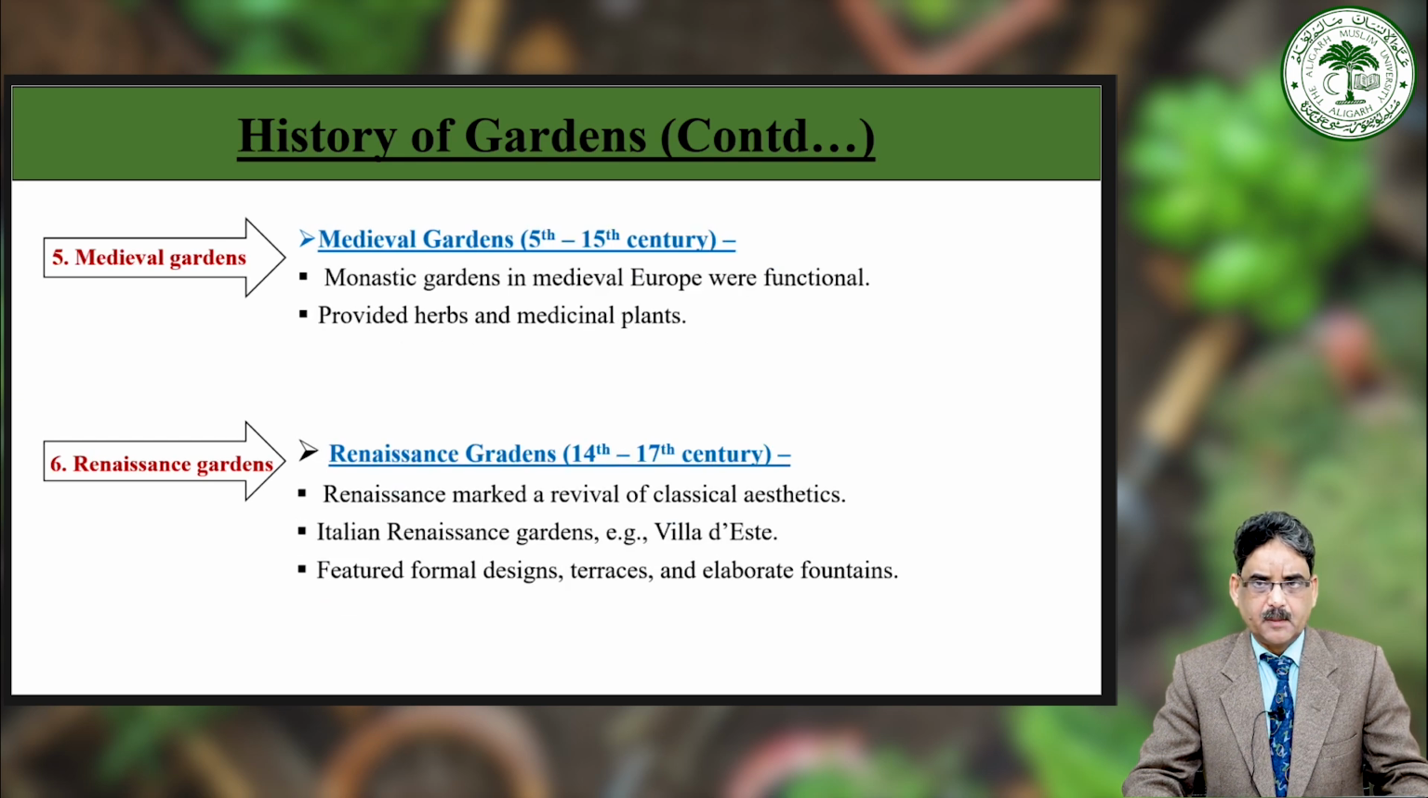Next comes medieval gardens. During the medieval period from 5th to 15th century, monastic gardens in Europe served a functional purpose by providing herbs and medicinal plants.